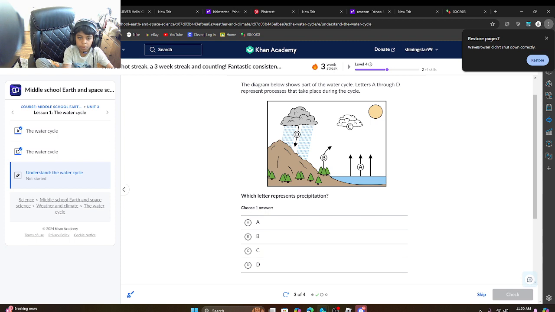The diagram below shows part of the water cycle, where letters A through D represent the processes that take place during the cycle. Which letter represents precipitation? D.